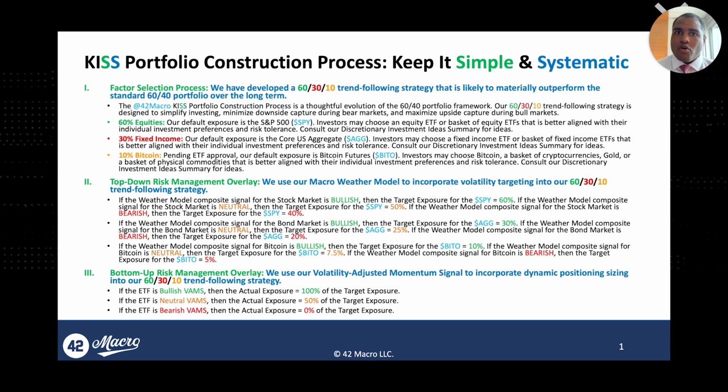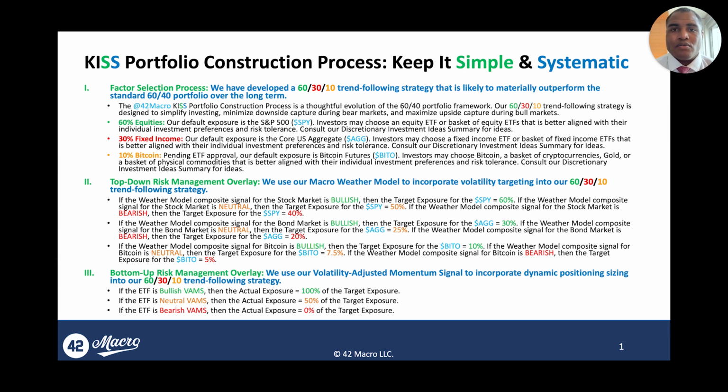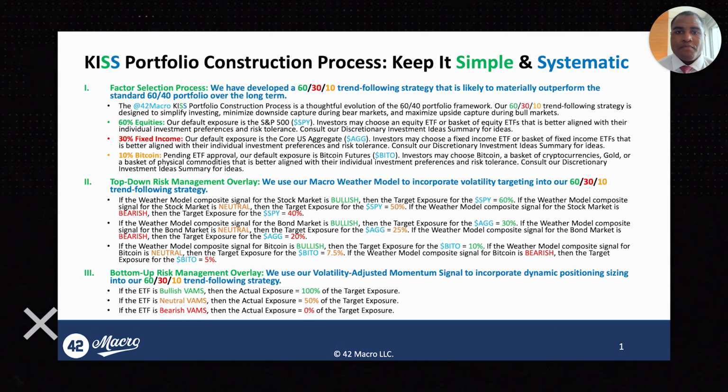And so we accordion the sizes of those target exposures up and down based on the rolling 3-month forward return and volatility projections as indicated by the signals generated by our macro weather model.